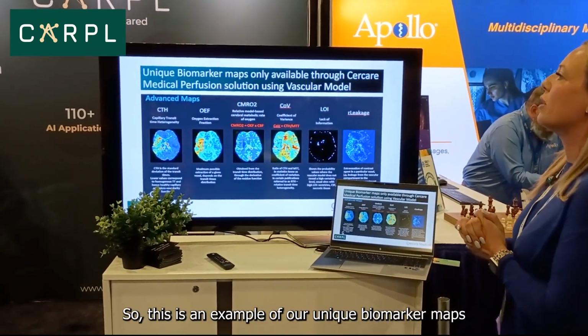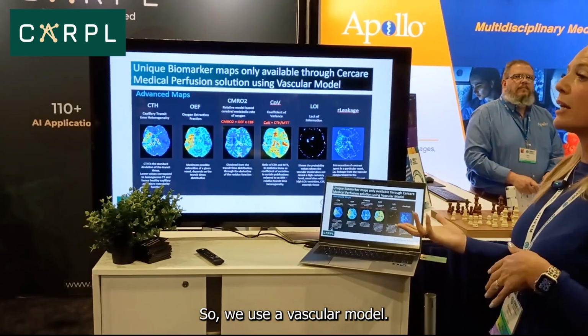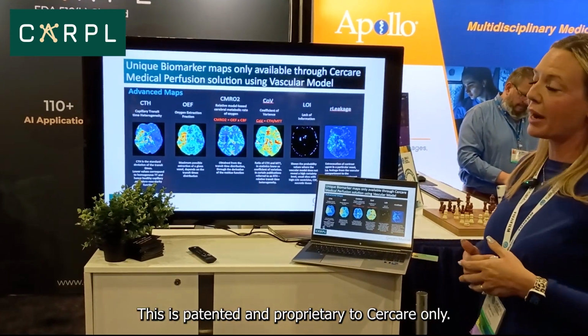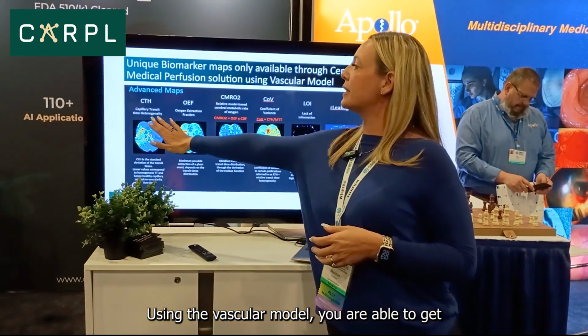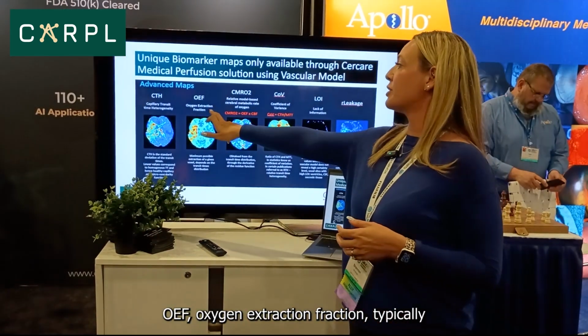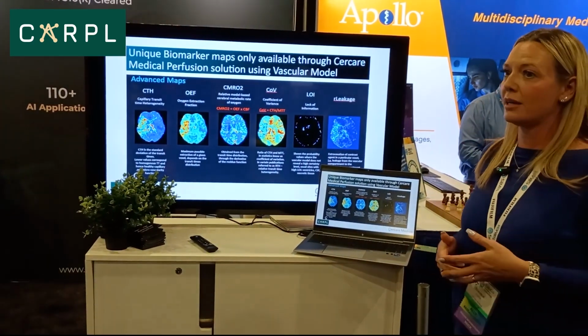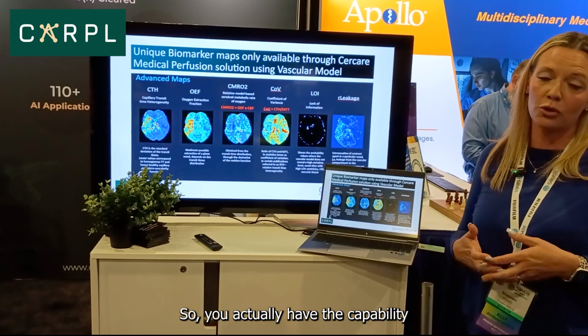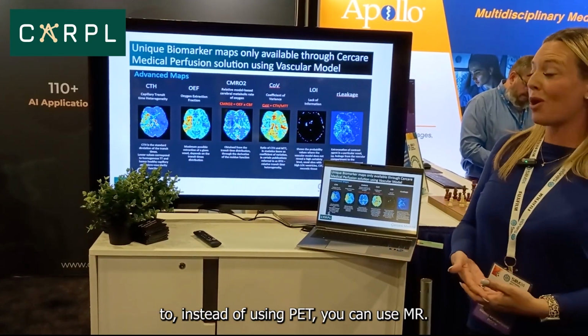So this is an example of our unique biomarker maps that are only available through Cercare. So we use a vascular model. This is patented and proprietary to Cercare only. Using the vascular model, you are able to get CTH, which helps with capillary dysfunction. OEF, oxygen extraction fraction, typically you only find that in PET, not typically in MR scans, so you actually have the capability to, instead of using PET, use MR.